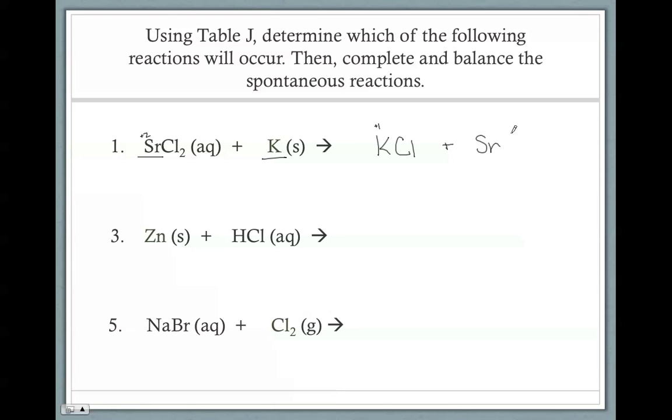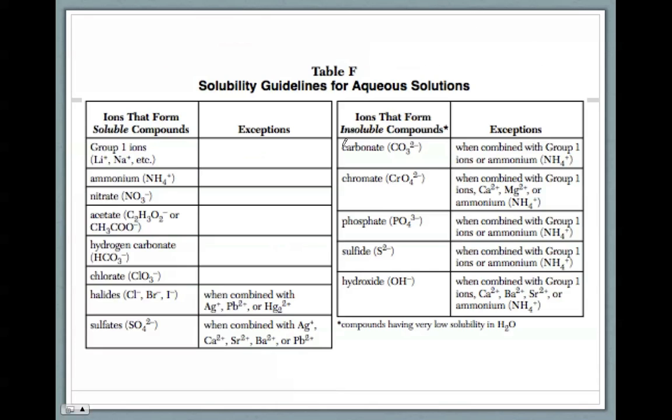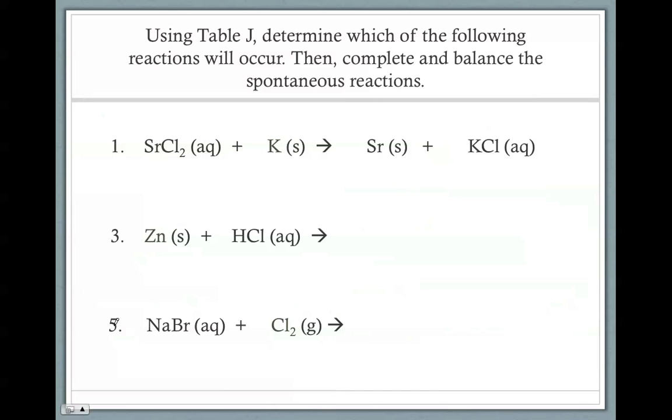Now strontium we need to know as an element is a solid at STP, but however for KCl we actually have to use table F in order to figure out what will happen with that phase. So we want to look at table F. We're looking at the negative ion. So here we have Cl, okay, right here on table F. Normally Cl is soluble, except when it's combined with silver, lead, and mercury. Now it's combined with potassium. So that means then if it's soluble that we can place an AQ next to its phase, meaning that this compound would dissolve in water.